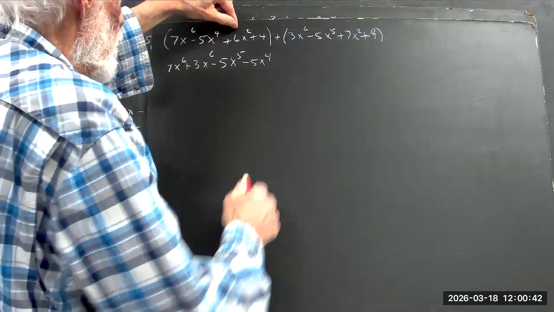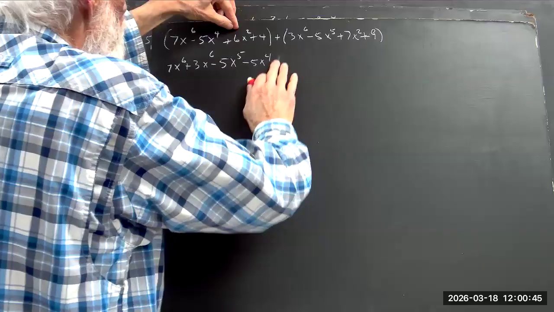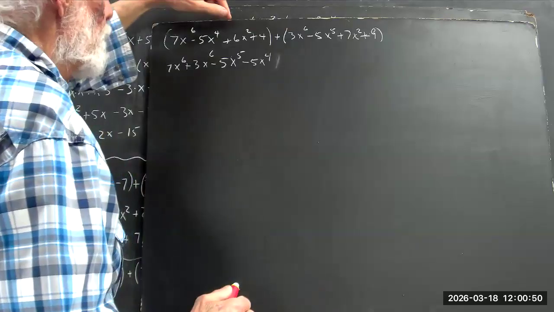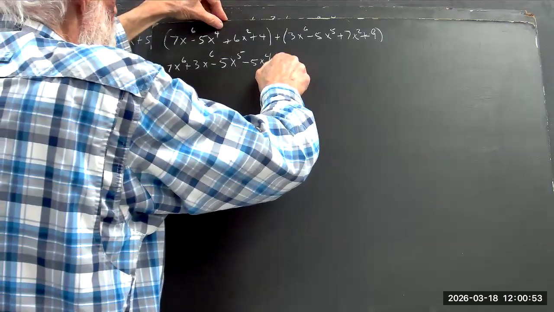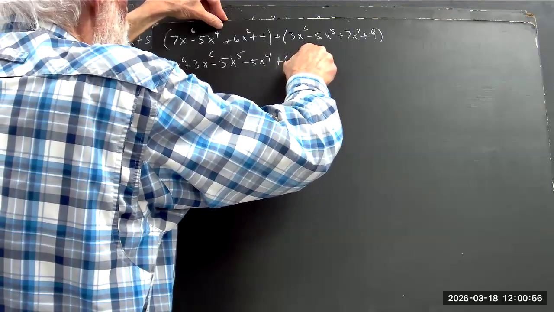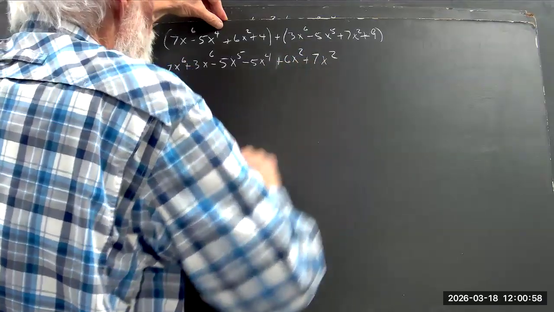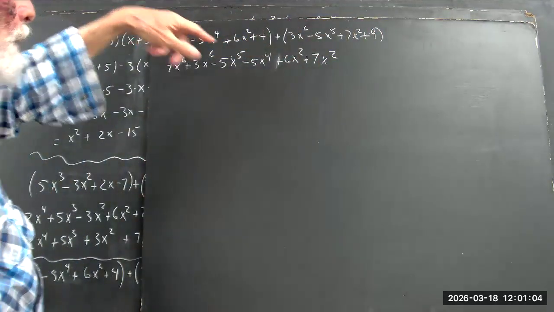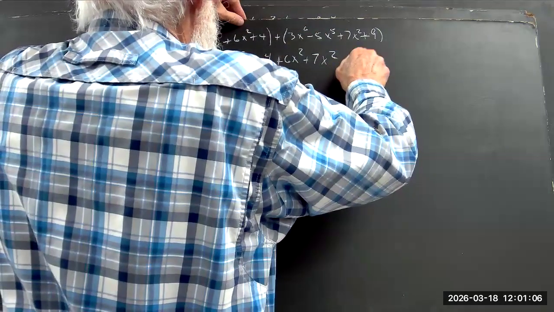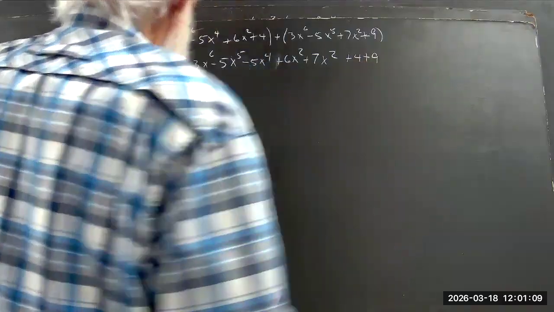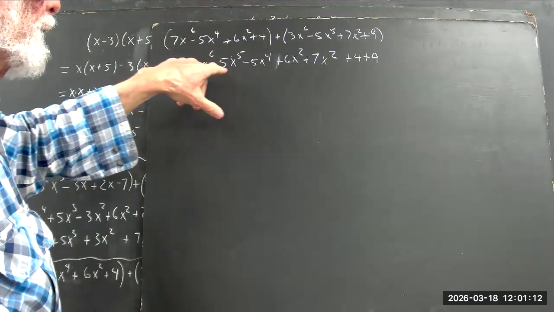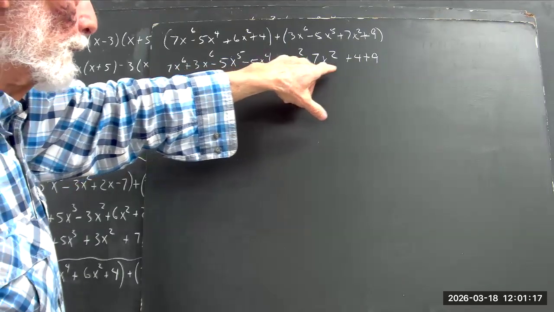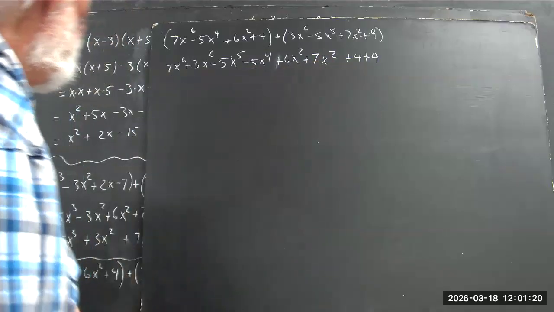Now we've got a 6x squared in the first polynomial. Okay, we don't have any x cubed. We look for x cubed terms, but there are no x cubed terms. So we go to x squared. We got a 6x squared term in the first polynomial and a 7x squared term in the second polynomial. And we don't have any x terms either. But we have a 4 and a 9, so we'll put the 4 and the 9 next. And we have 7x to the 6th plus 3x to the 6th minus 5x to the 5th minus 5x to the 4th plus 6x squared plus 7x squared plus 4 plus 9.